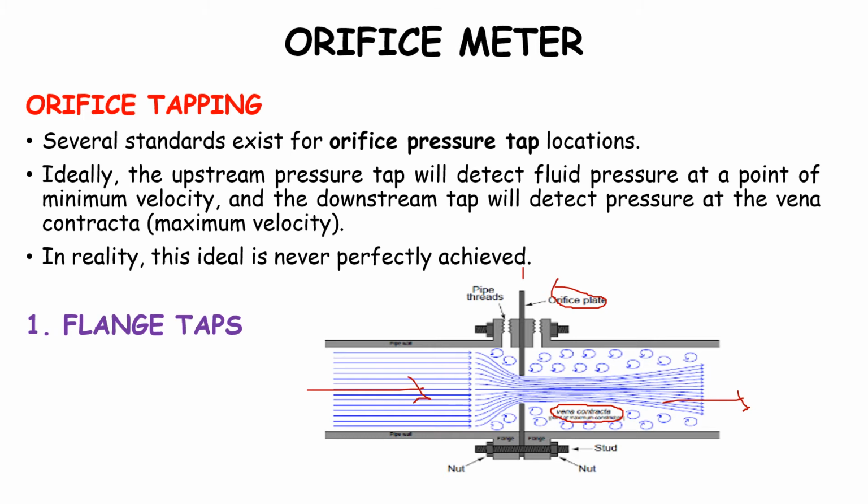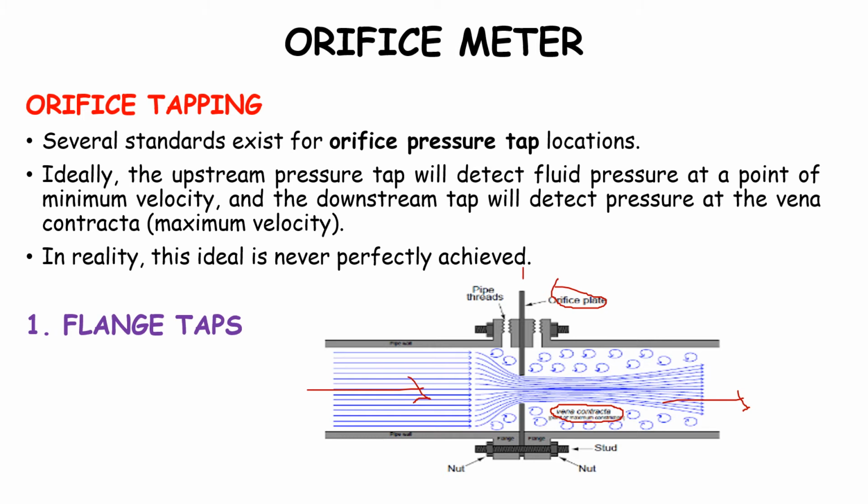So when we talk about this particular type of tap, that is your flange tap, it is the most popular tap location for orifice meters which run on large pipes. Flanges may be manufactured with tap holes pre-drilled and finished before the flange is even welded to a pipe.